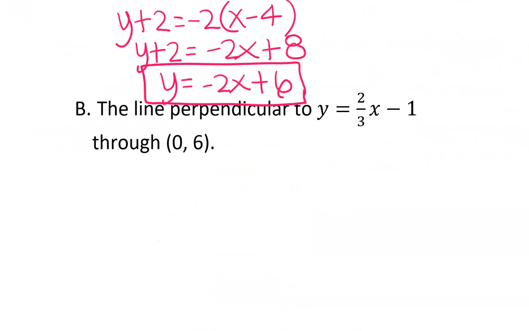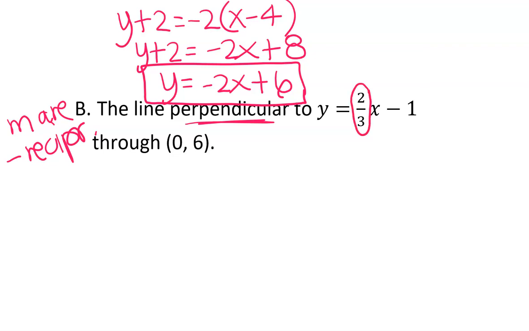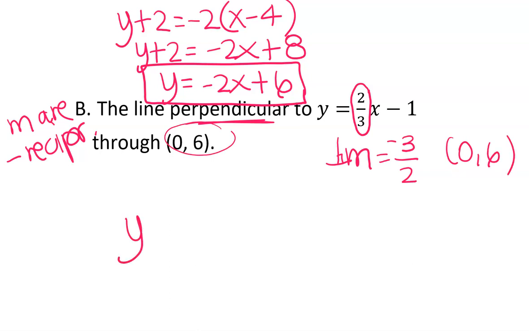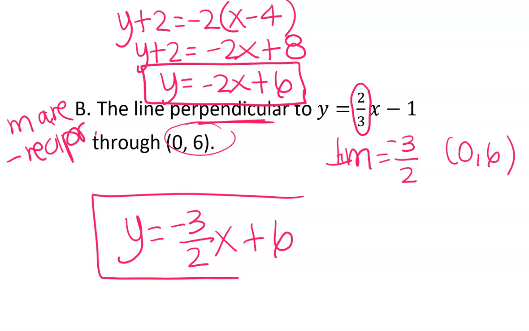We'll do one more. This one needs to be perpendicular, so your slopes are negative reciprocals. So the first thing we need to do is check out what the slope is. This time it's in slope-intercept form, so my perpendicular slope is flip it over, change the sign. My point is (0, 6). So y equals -3/2 x plus 6.